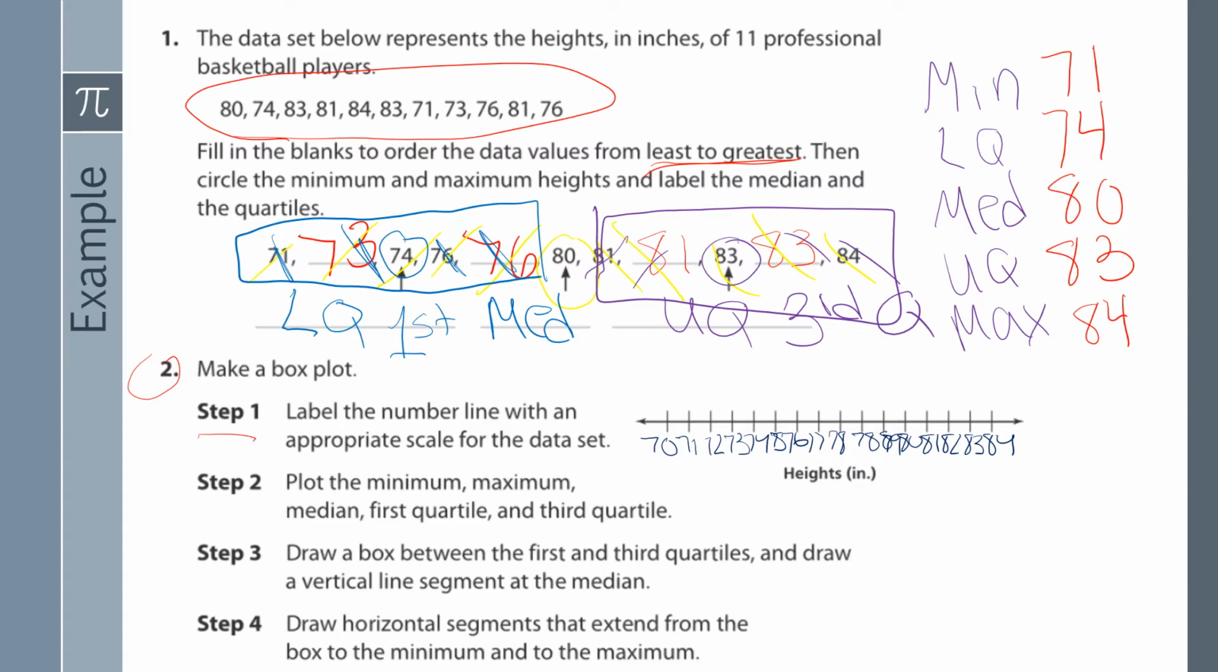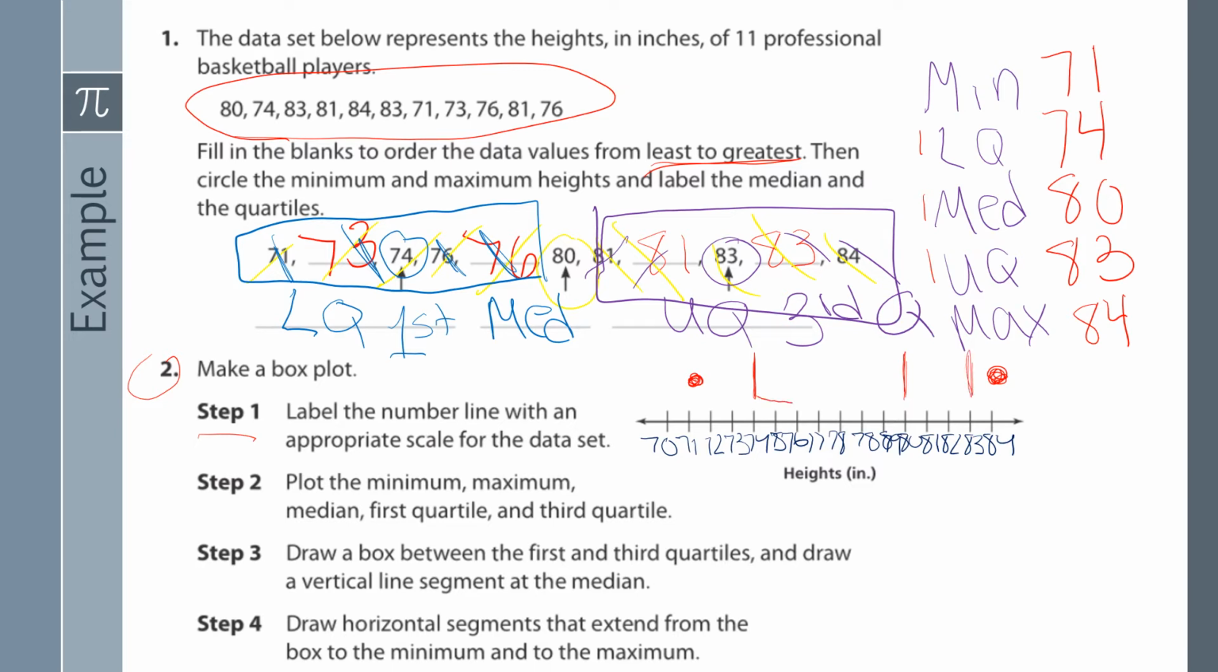So then I can start putting my important numbers. So I'm going to put a dot above the 71 for my min and a dot above my 84 for my max. And then I'm going to have vertical lines for my lower quartile, median, and upper quartile. So my lower quartile was 74, so I'm going to draw a vertical line here, a vertical line at 80, and a vertical line at 83.